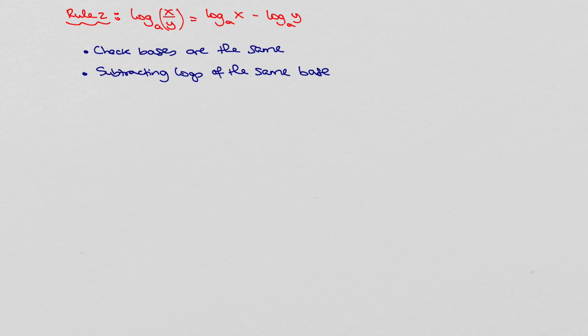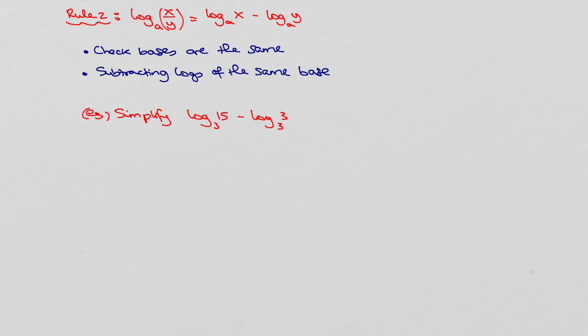So the second rule is where we have log x over y to the base a equals log x to the base a minus log y to the base a. So again, this rule basically means that if the bases are the same and we're subtracting our logs, then we basically divide the first number by the second number.